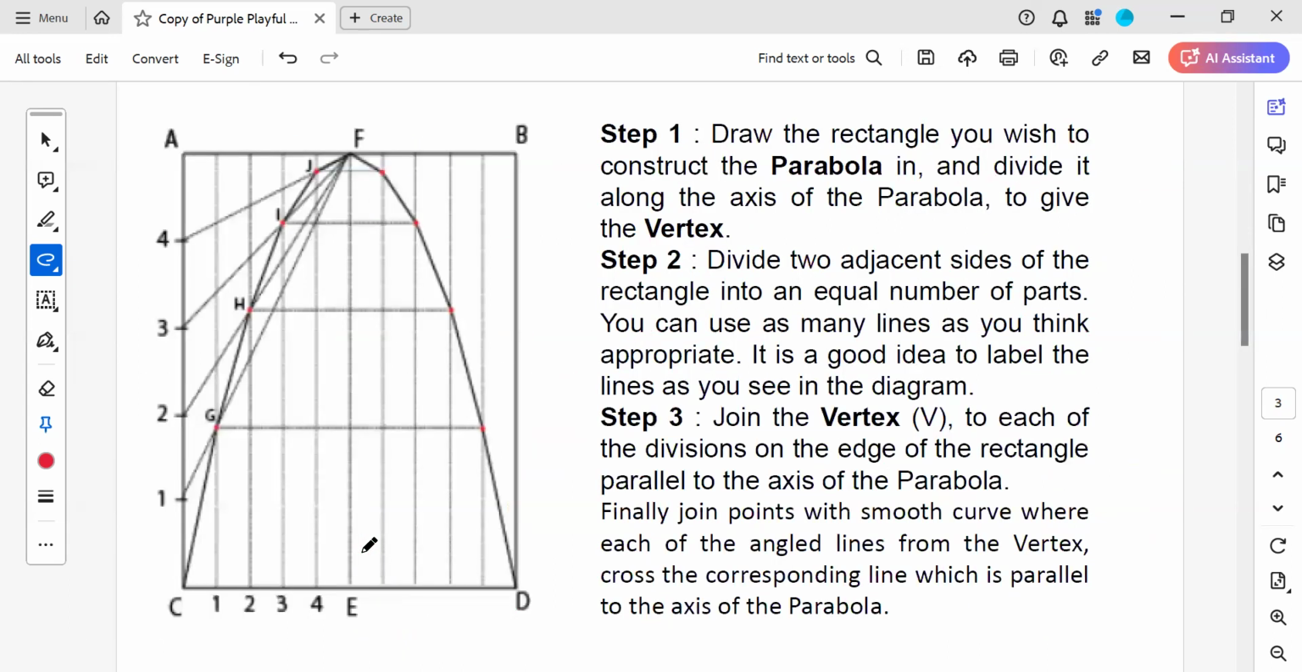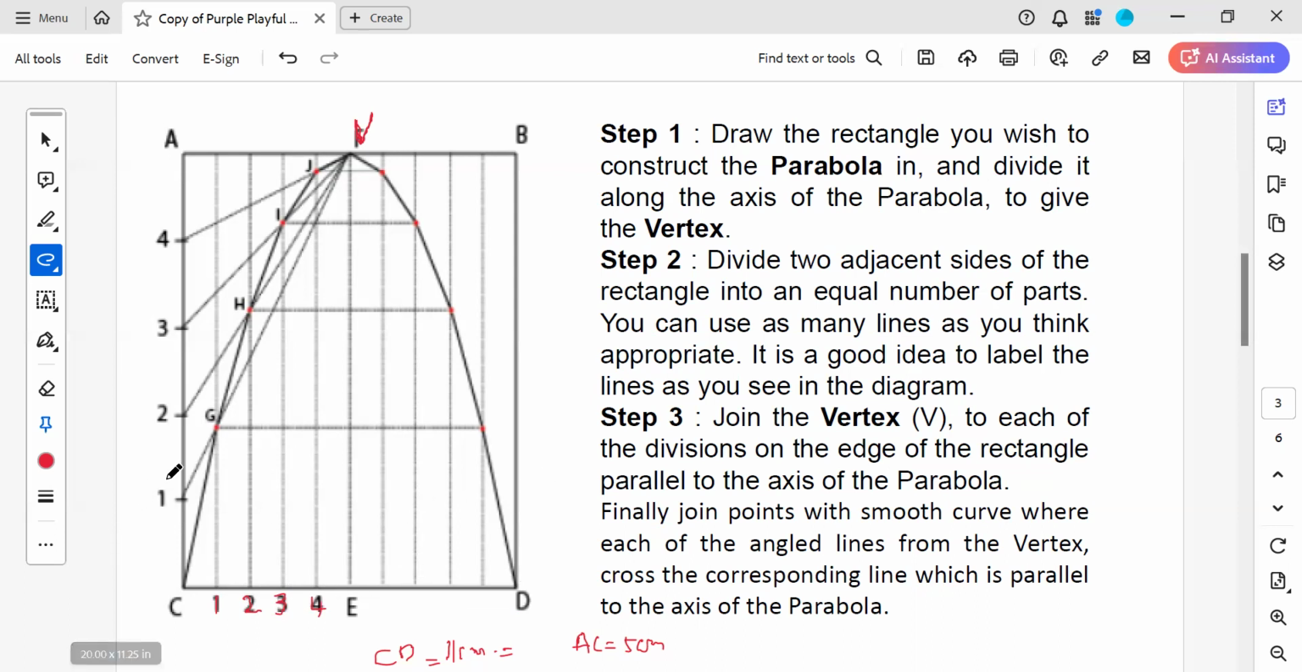For example, the first step is to draw the rectangle in which you wish to construct the parabola, and divide along the axis of the parabola to give the vertex. This is called the vertex. CD is 11 centimeters and AC is 5 centimeters. Here divide this into 5 divisions: first division, second division. You can use geometrical construction here. Third division, fourth division. You will get divisions like this.